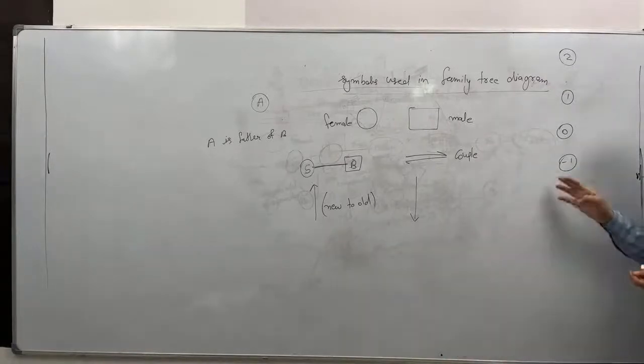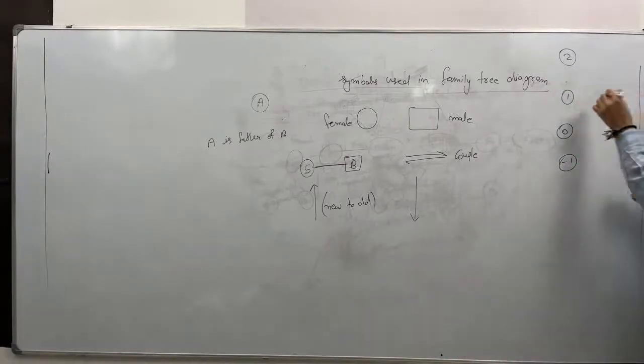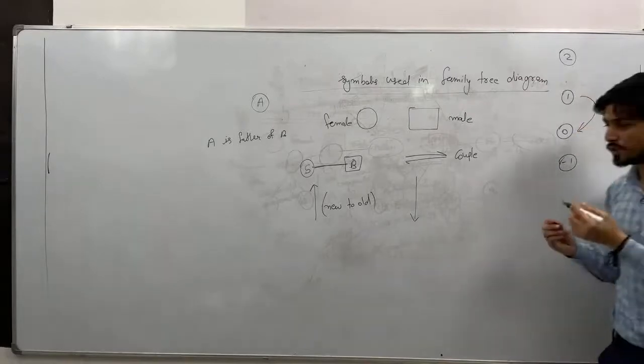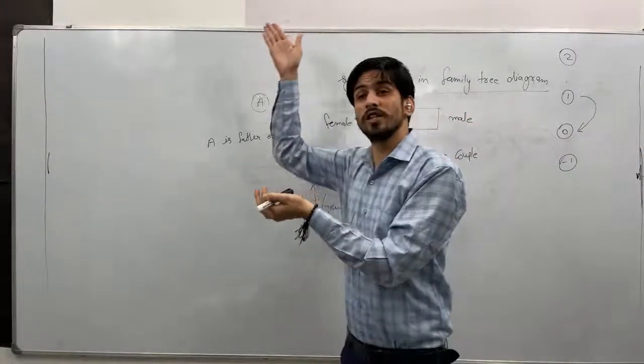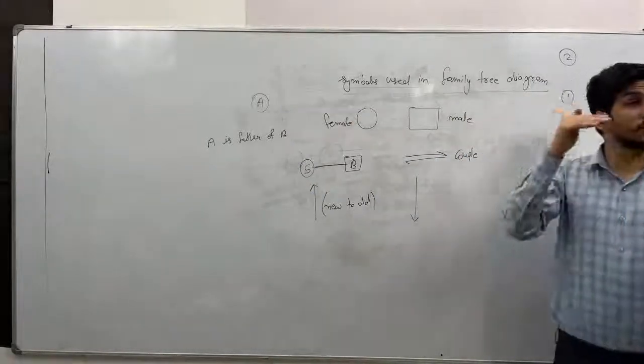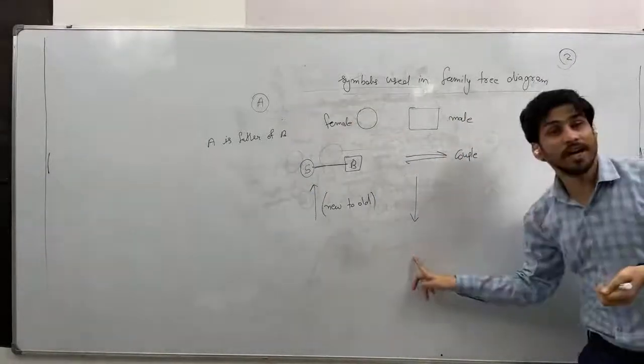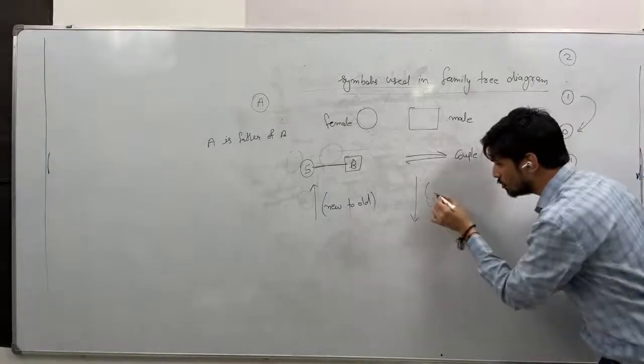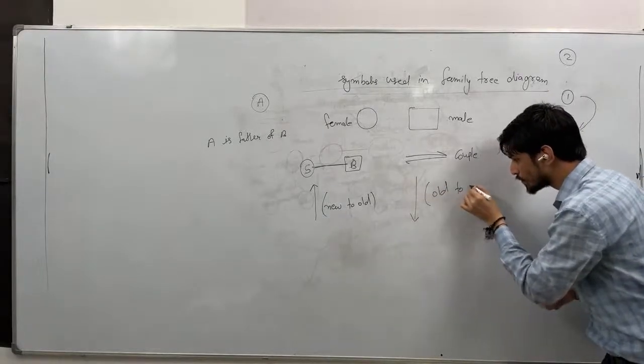So where is P? P is in first generation, and that is calling to the new generation. It means when I'm moving from new to old generation, I am supposed to use the up arrow. Clear? And when I'm moving from old generation to the new generation, then I'll use the down arrow. Okay. So this one will use to old to new.